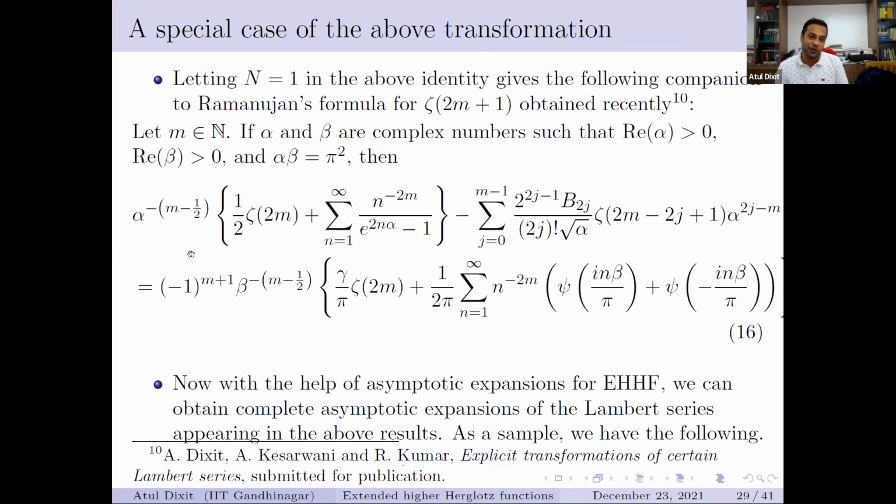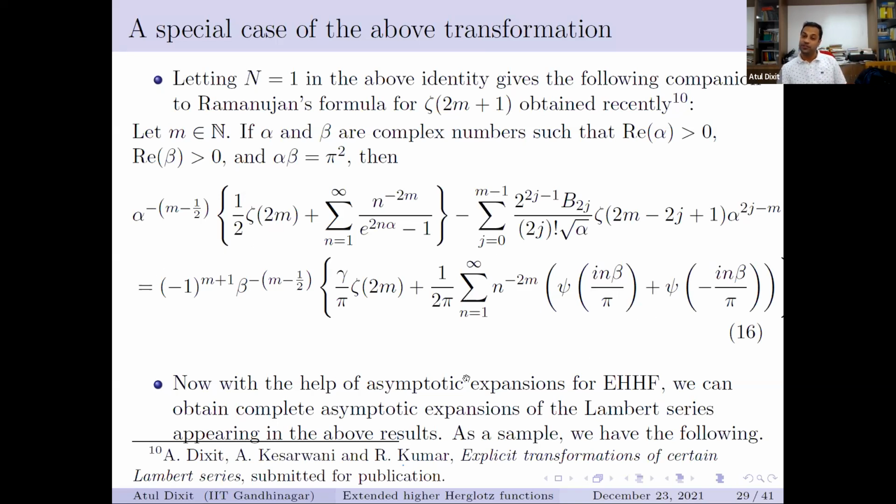Because in Ramanujan's formula, if you look at the left-hand side, there is alpha to the minus m, zeta of 2m plus 1, and then 2m plus 1 here. I mean, minus of 2m minus 1. So it's like in here, if you replace n by m plus half, you'll get Ramanujan's formula left-hand side of that. But the right-hand side of Ramanujan's formula also has a Lambert series, which is not the case in here. You have these higher Helmholtz functions which come into the picture. Okay, so that's a beautiful formula again that you can get as a special case using a more general result.